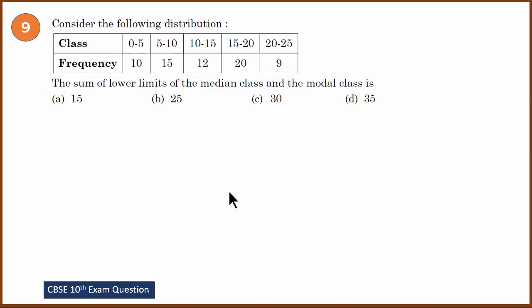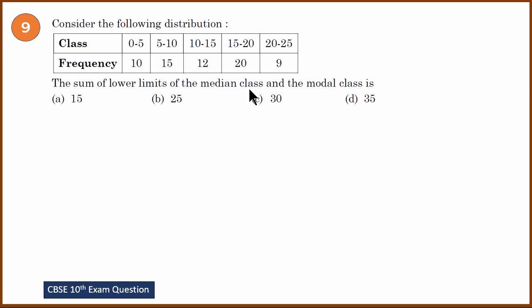9th one. This is also a median class problem, but they've also asked for modal class. Consider the following distribution. So they've given us a distribution. Then they've said sum of lower limits of median class and modal class. So we need to find median class and modal class.